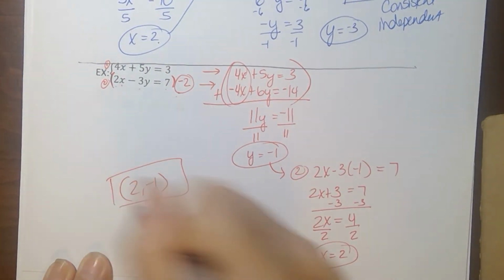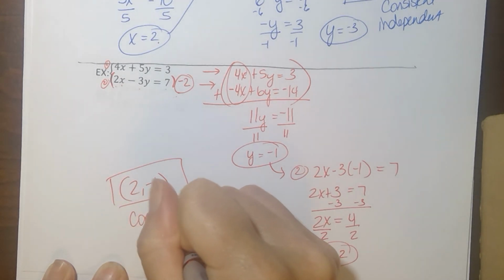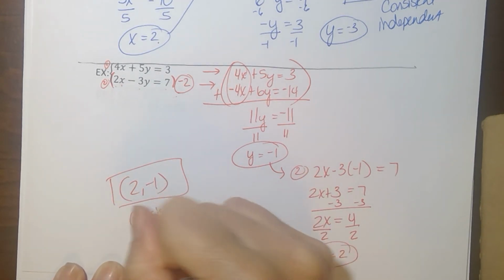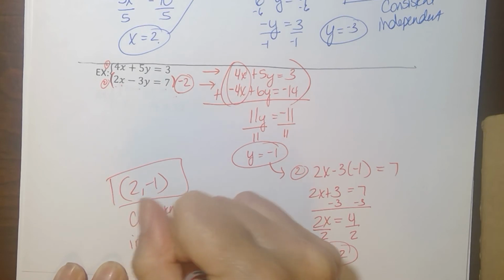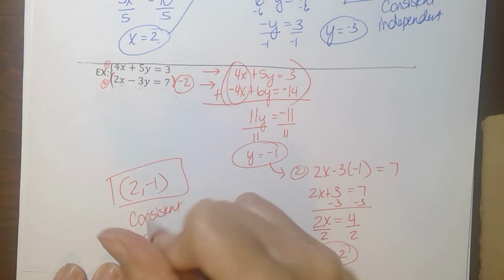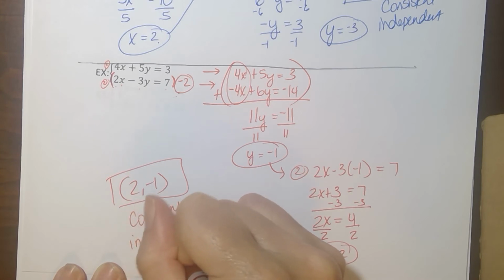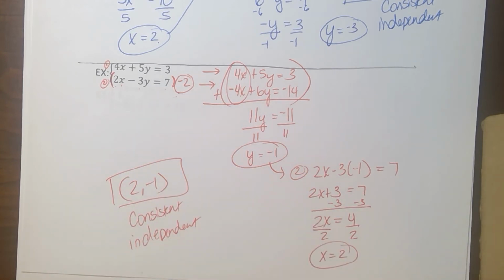Again, I have a single solution, so that tells me if I graph it, they're going to intersect at that location, 2, negative 1, in quadrant 4, and I have a consistent, independent system.